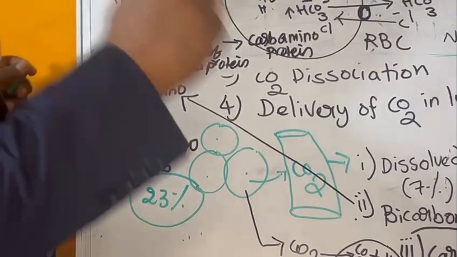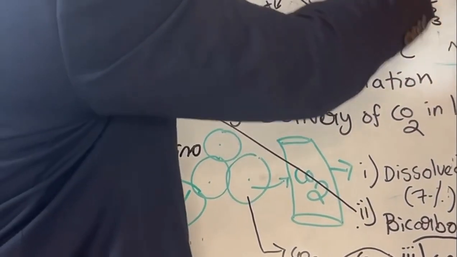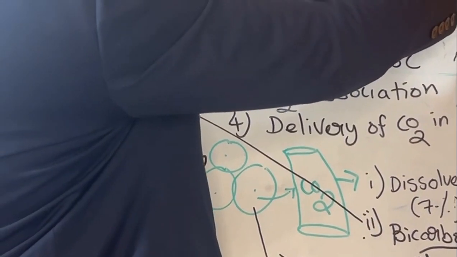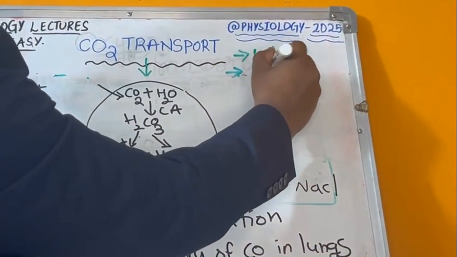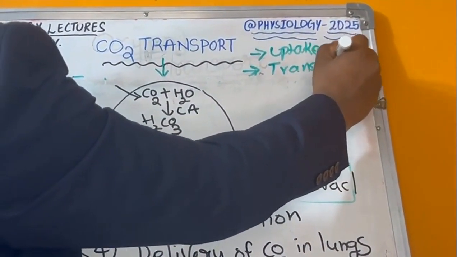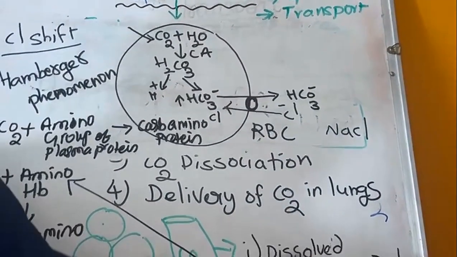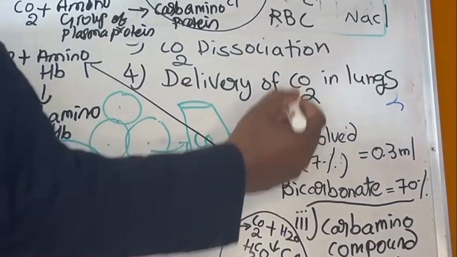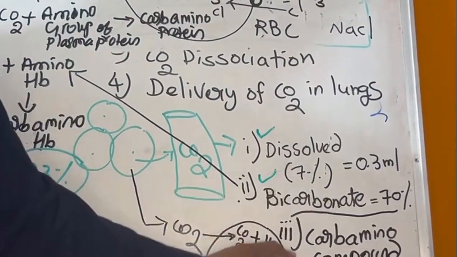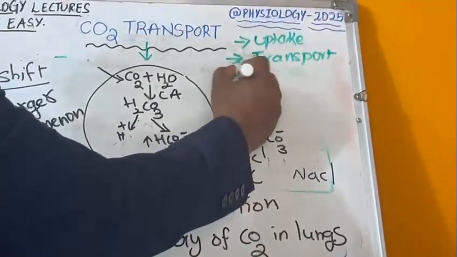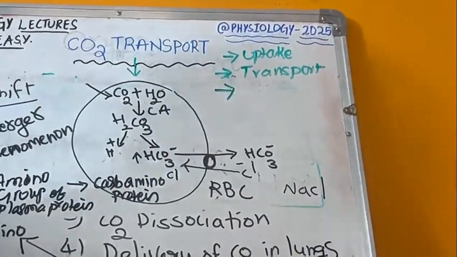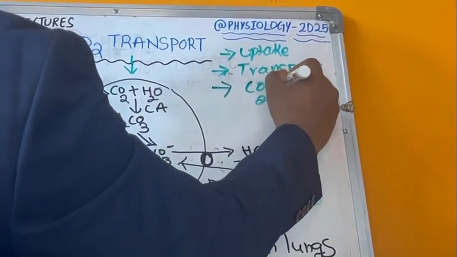So I told you in the beginning, the carbon dioxide transport occurs by 4 headings. One is uptake. Uptake I have explained to you. Number 2 is the transport. Transport is done under 3 headings. One is the dissolved form, the bicarbonate form, and the carbamino compound form. The third one is called carbon dioxide dissociation.